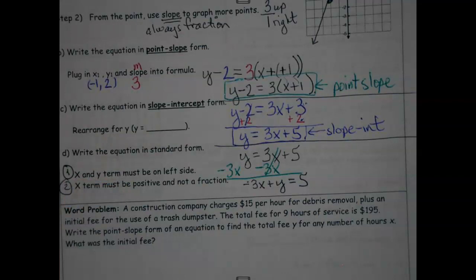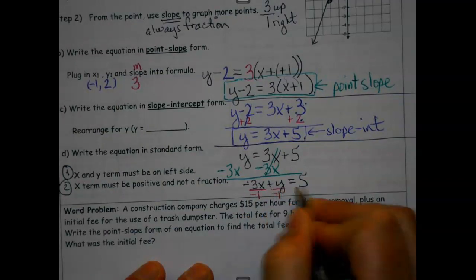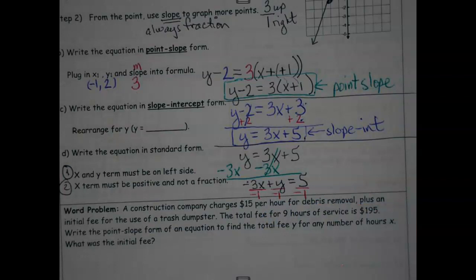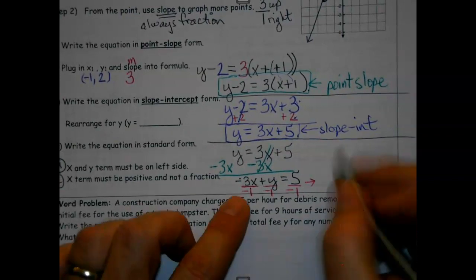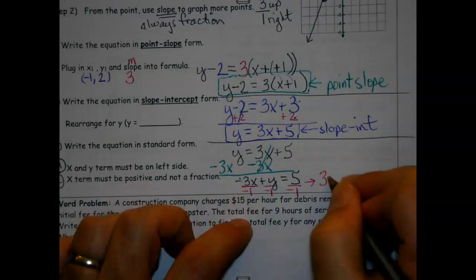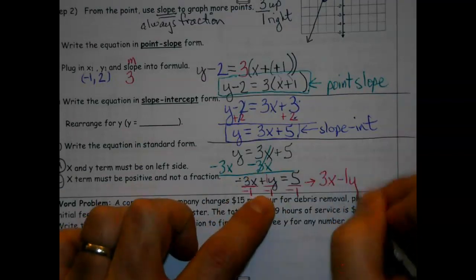The x term must be positive. Uh-oh. It's not positive. Well, if I add it back to the other side, now it's not going to be on the left side anymore. What the heck? If it's negative and we have to fix it, one quick way to fix any problem like that is to just divide everything by a -1, because now negative divided by negative is positive. Positive divided by negative is negative.